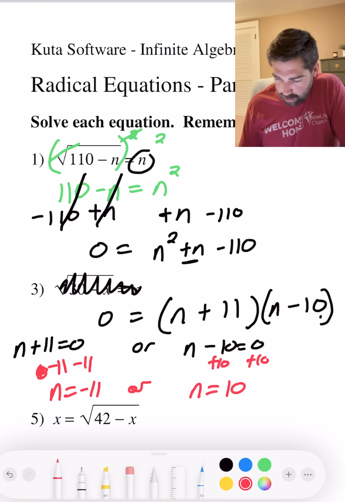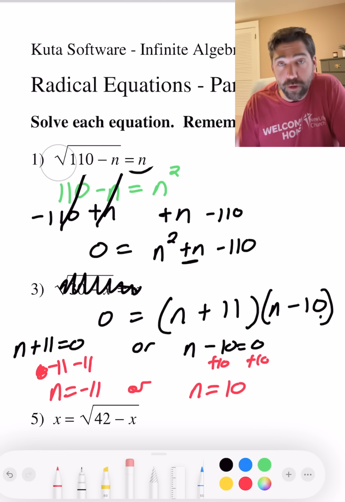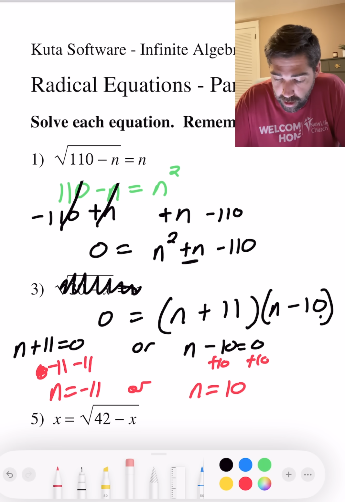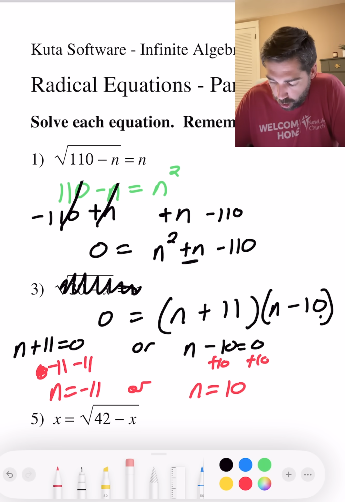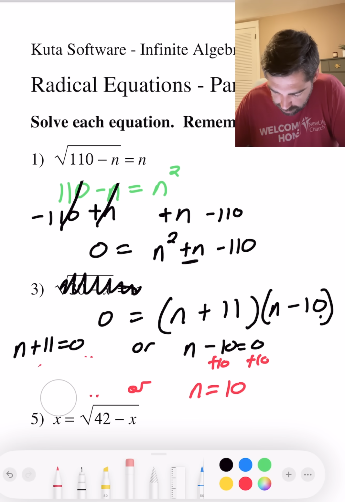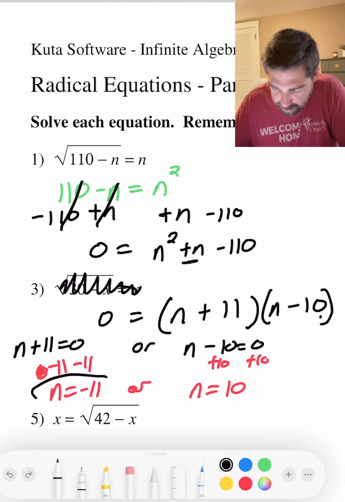Okay, so if we were to look at this equation, a square root is never going to equal a negative number. So automatically, this fella is not the answer because we cannot equal a negative number.